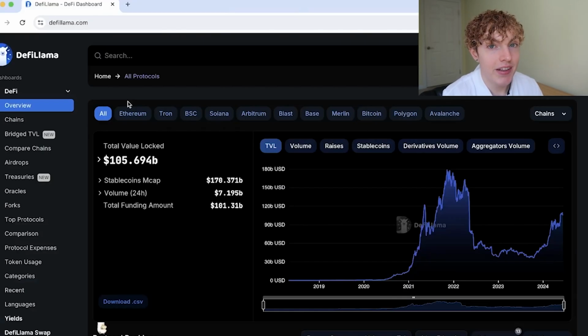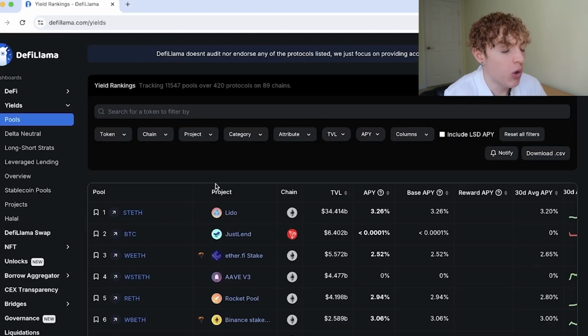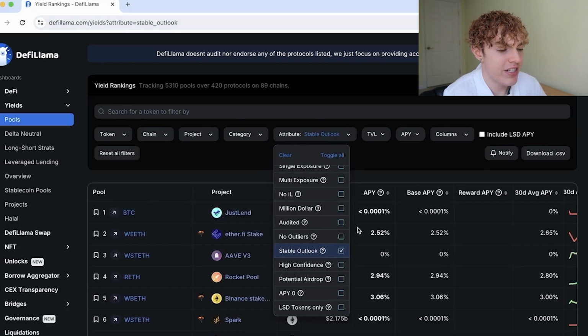So let's go back to DeFi Llama and talk about how you can identify these different liquidity as a service opportunities. First, we're going to go to the yield section. Once we're there, the thing you're going to want to pay attention to is this attribute section. First things first, we want to look at stuff that has a stable outlook, because we want stuff that is pretty stable when it comes to the returns. We don't want one day it to be doing super high, then the next day super low.